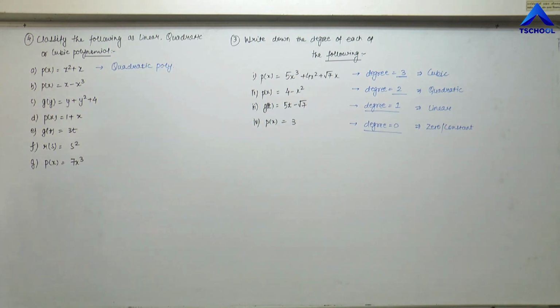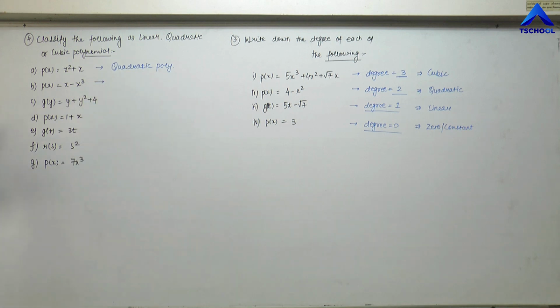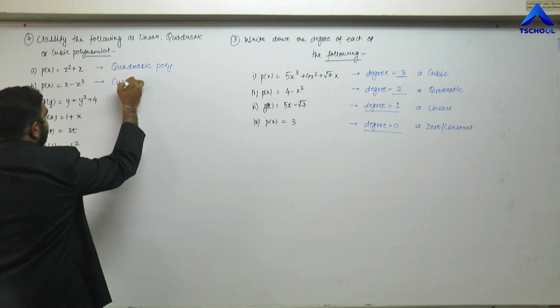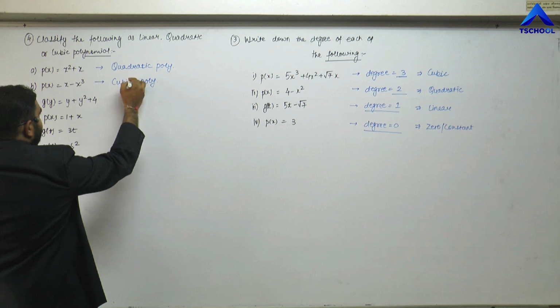Yes or no? If it has a degree 2, then that is known as a quadratic polynomial. Then the second one. See friends, the second one also contains 2 terms. One is x and another one is minus x cube. But if you see here, the first term has a power 1 and the second term has a power 3. That means the highest power among the present terms is 3, and hence this is known as a cubic polynomial.